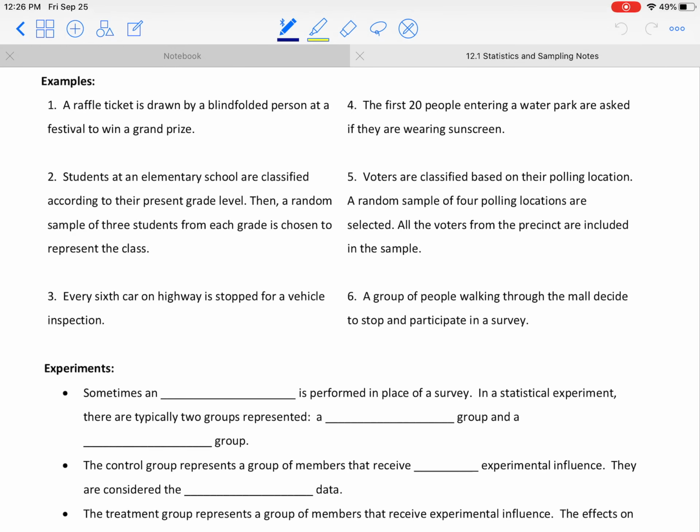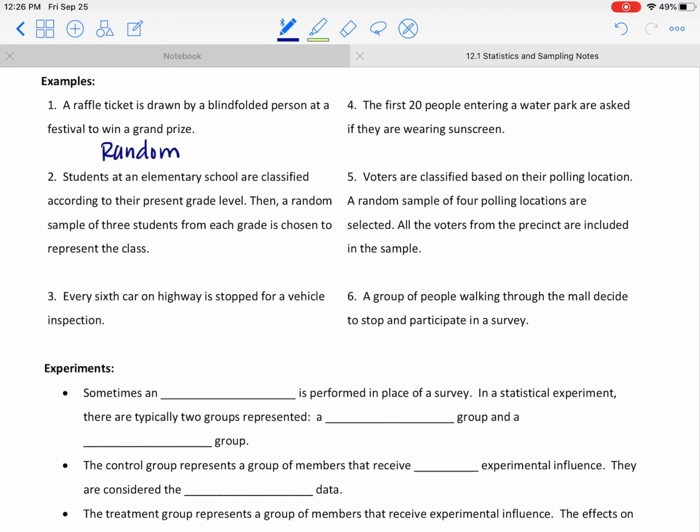Okay? So let's get a few examples and see if we can distinguish. So you have a raffle ticket that's drawn by a blindfolded person at a festival to win a grand prize. Technically, picking a random name out of a hat would be like me picking a random student out of the group of students. That's completely random.